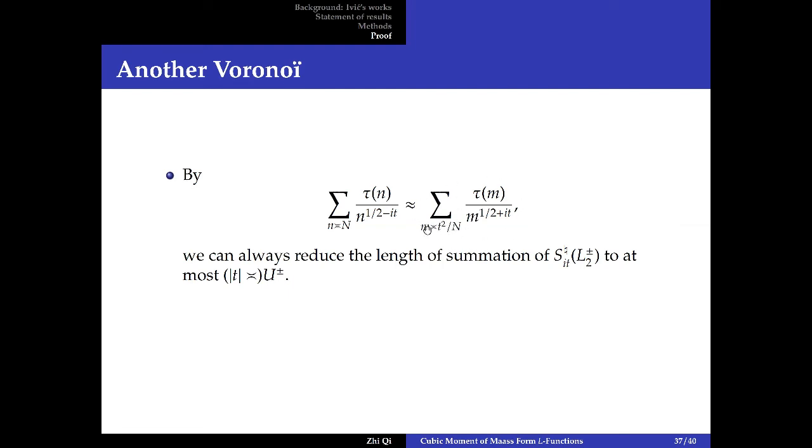Okay, you have essentially the same expression. And you know that the dual length is like t squared over the original length. So you can always reduce the length to at most t. So if n is greater than t, then you use this Voronoi, and if it's not, then you just use it as is. So anyways, you can always reduce the length to be at most t, and the t, like I said, is roughly u plus minus. This is the length of the integral.